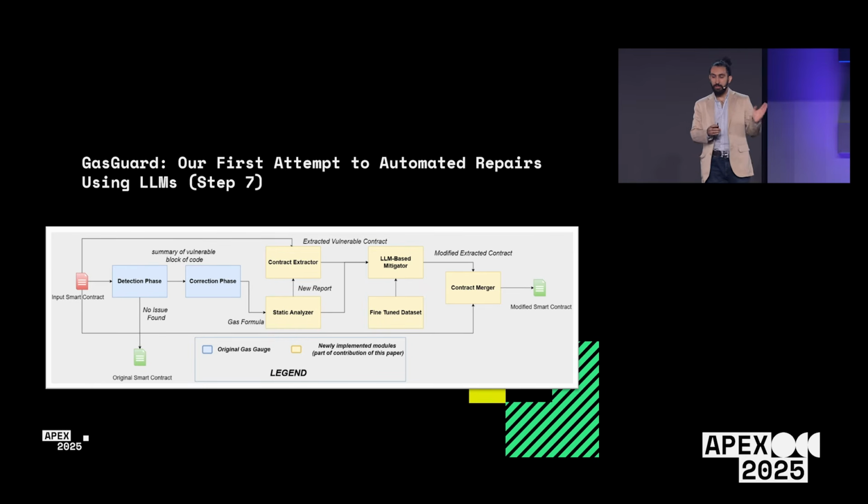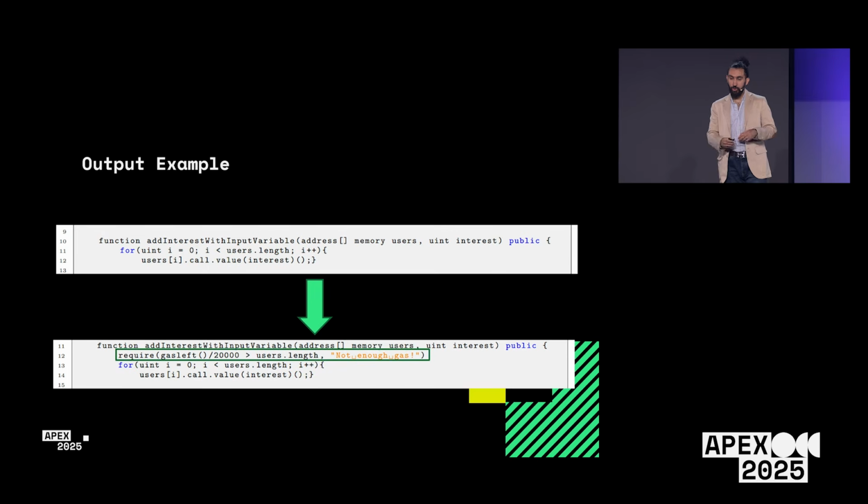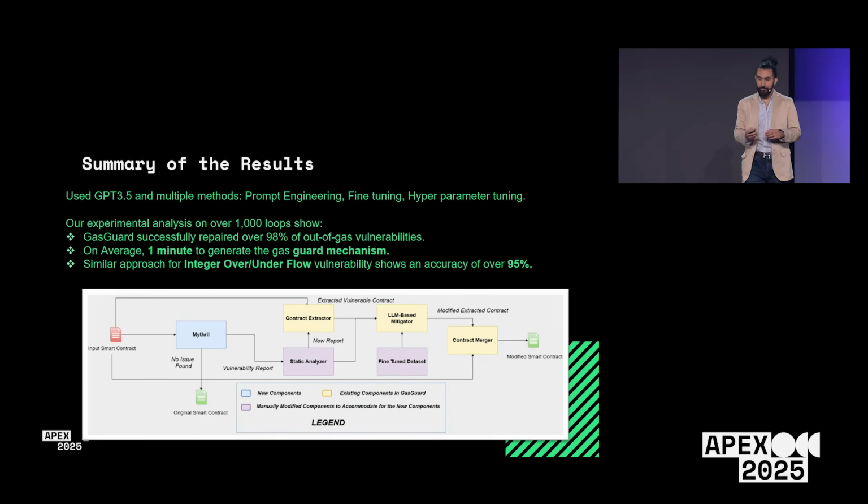Next, the report will be fed into our LLM, which is fine-tuned on over 350 examples. And the LLM tries to provide that require statement automatically. So as a result, for the given input, the output would be a contract that has that GasGuard right before entering the loop.